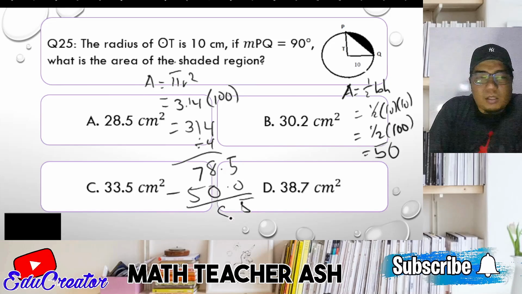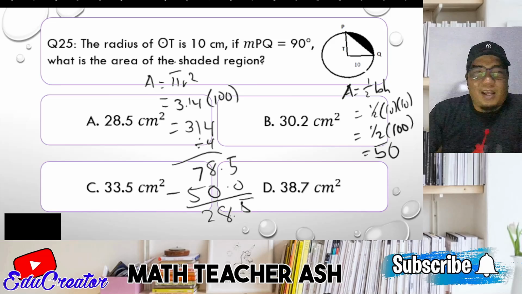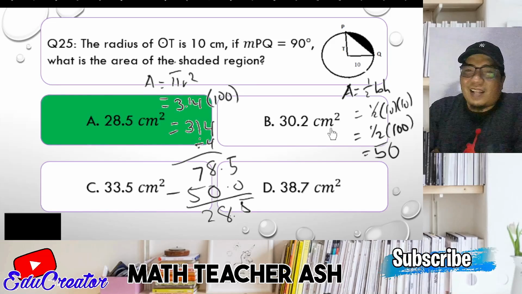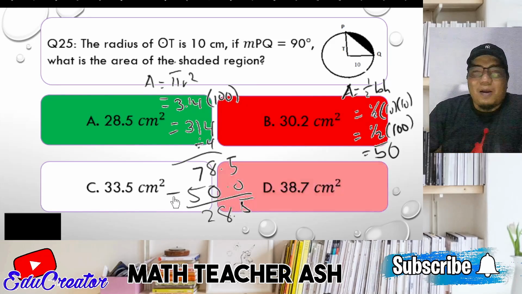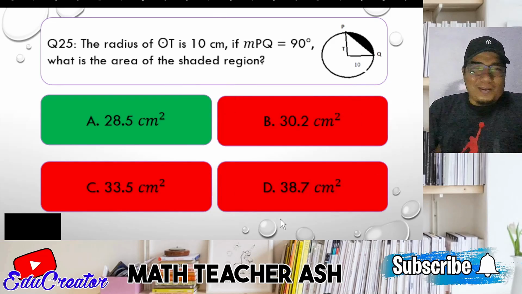Bring 8 minus 0, that is 8. So, 7 minus 5, that is 2. So, we have 28.5. Meron ba sa choices? Ayun, my dear math learners, meron nga. And that is letter A. Ayan, tamang-tama ang sagot natin, my dear math learners. Okay, so napakadali lang. Yes, wow na wow talaga.